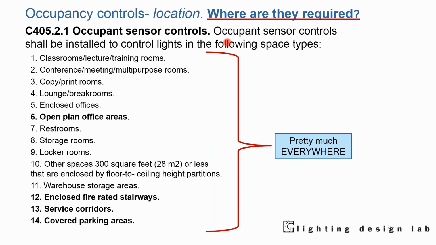So occupancy sensors, well, pretty much everywhere now. All these spaces, and some of these I highlighted that are somewhat new: enclosed stairways, service corridors, covered parking areas, open plan office areas. Seattle code, I think, has been requiring them in some of these areas before, but Washington State is now adopting these. And you do need to be careful that there are some differences between Seattle code and the Washington State code.